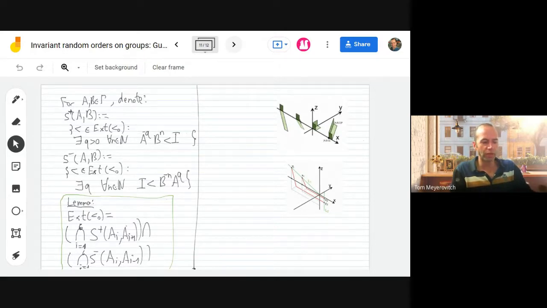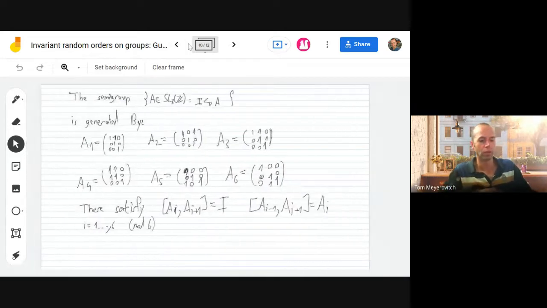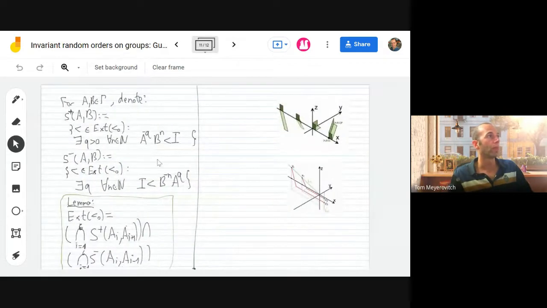So I consider this subset of the orders that extend my partial order. I take A and B, elements of gamma. I will take later A and B to be one of those basic matrices from the previous slide. So S plus AB is the set of orders where there exists some Q such that for every n, A to the minus Q, B to the n is less than the identity.